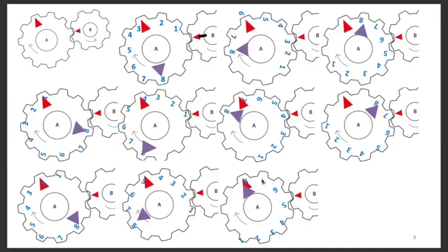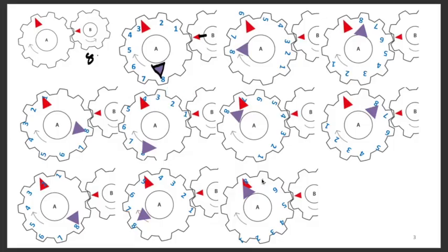Now, the number of spokes that gear B has is 8. So that's why I have counted where the arrow shifts after one rotation of B. I have not changed the red arrow. I have just added a purple arrow which shows after one rotation which spoke B points out.